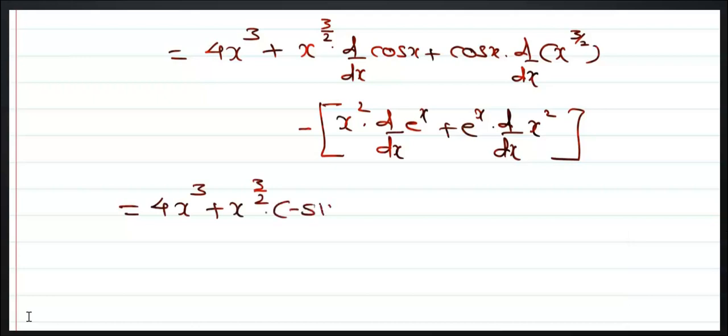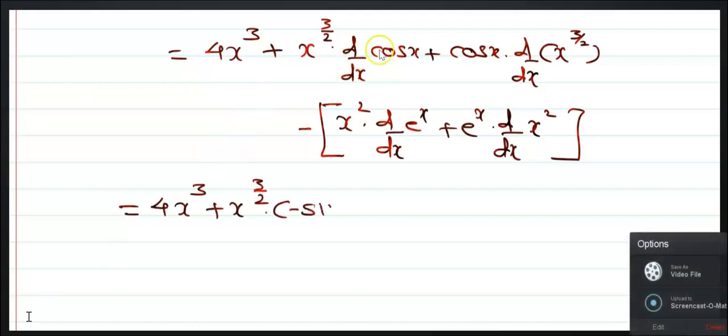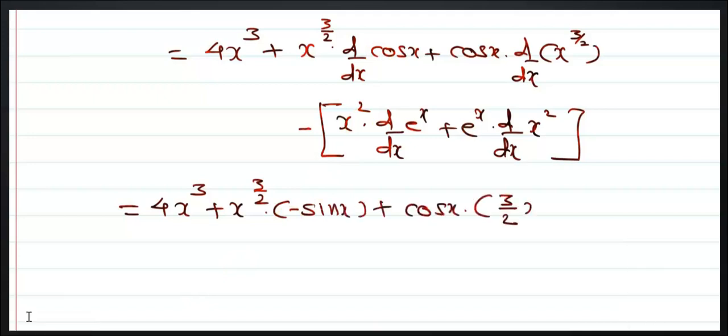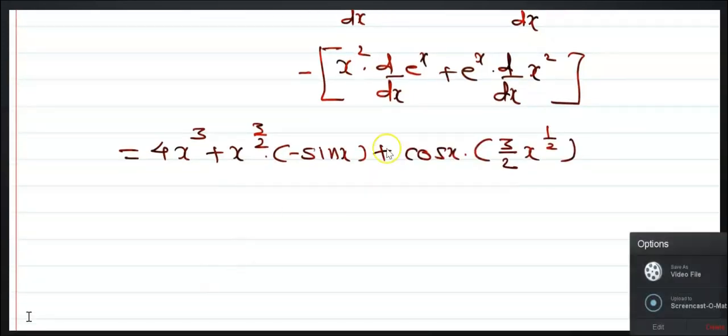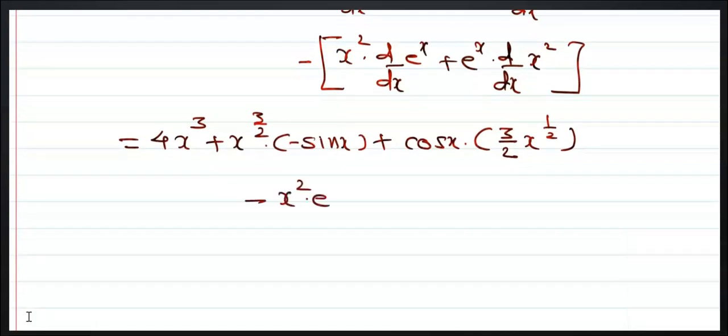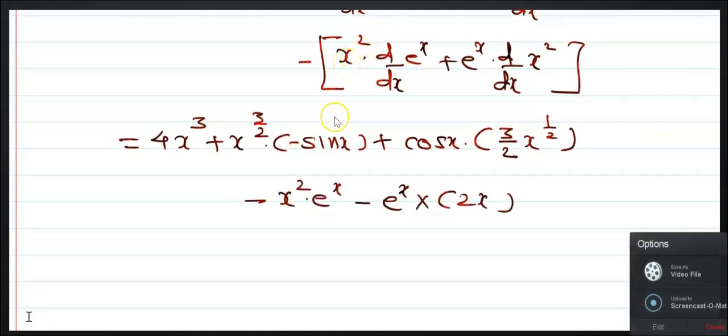That is equals to 4x cube, x raised to 3 by 2, derivative of cos x is minus sin x, cos x, derivative of x raised to 3 by 2 is 3 by 2 into x raised to 1 upon 2, and next is x square, derivative of e raised to x is e raised to x as it is, x square's derivative is 2x. When the bracket is opened, the minus sign will be applied here, minus sign here.